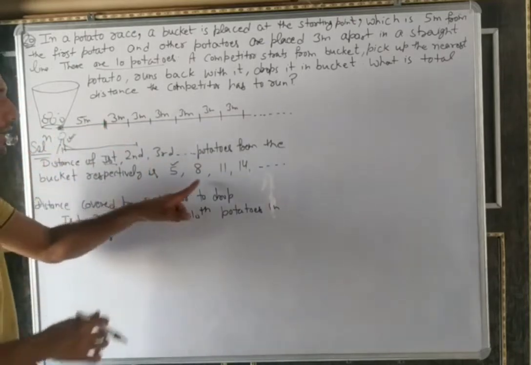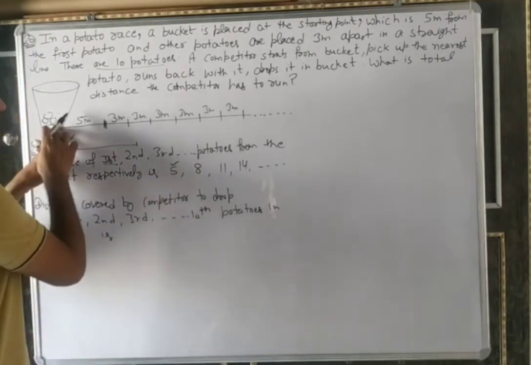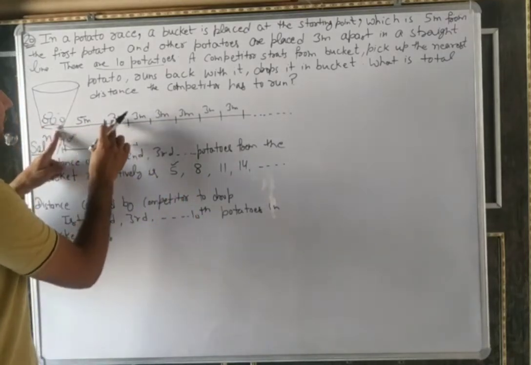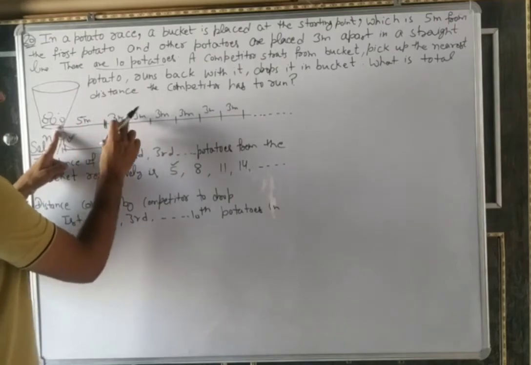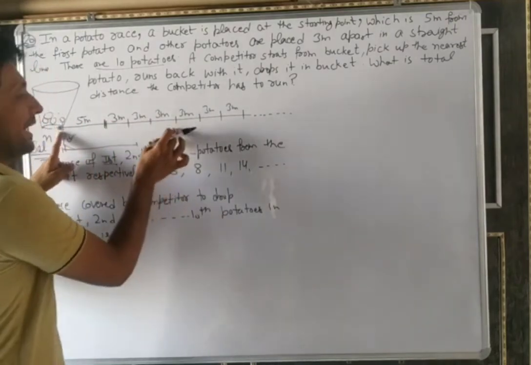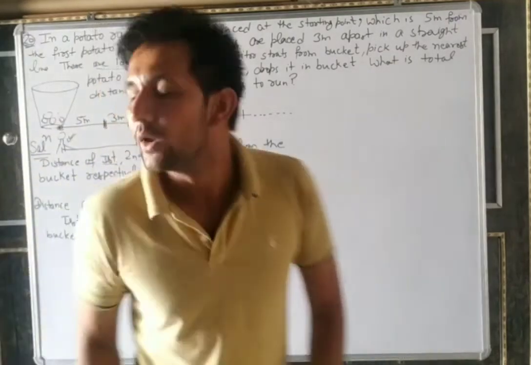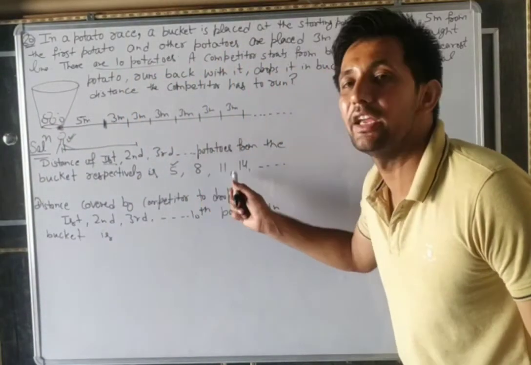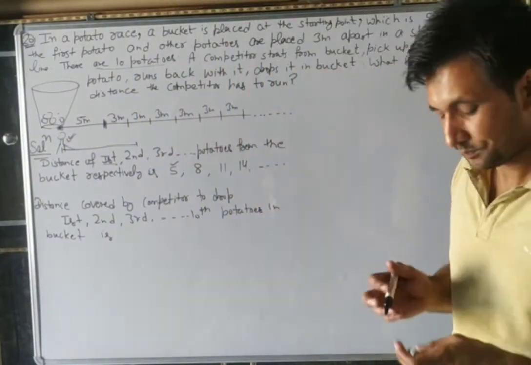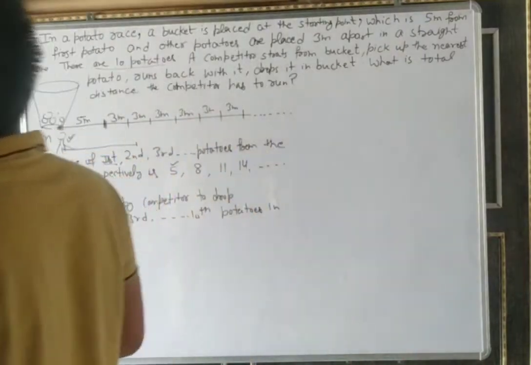5 plus 3, 8. Next, from here to here it is 5 plus 3 plus 3: 8 plus 3 is 11. So next is 14. Every time we observe that 3 is increased. Understand? But there is one more rule given in the question.